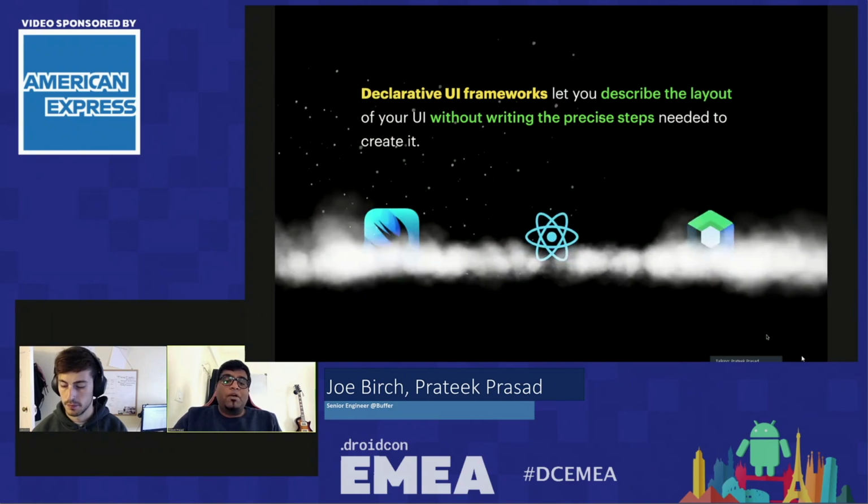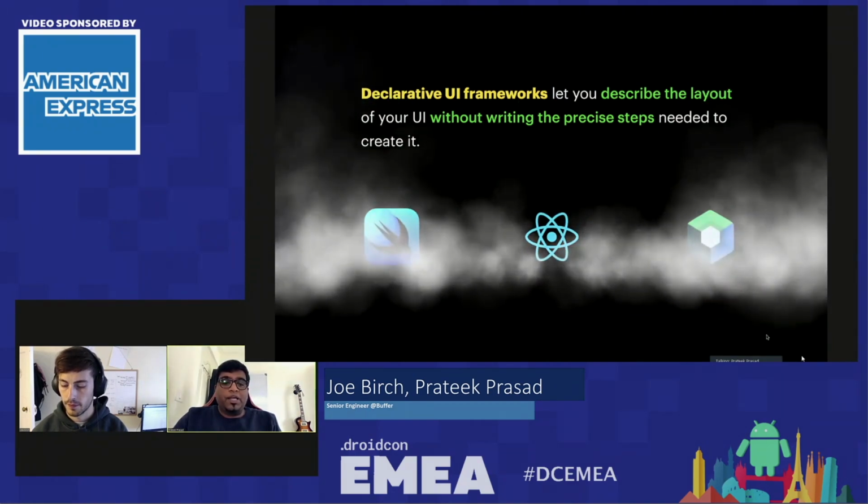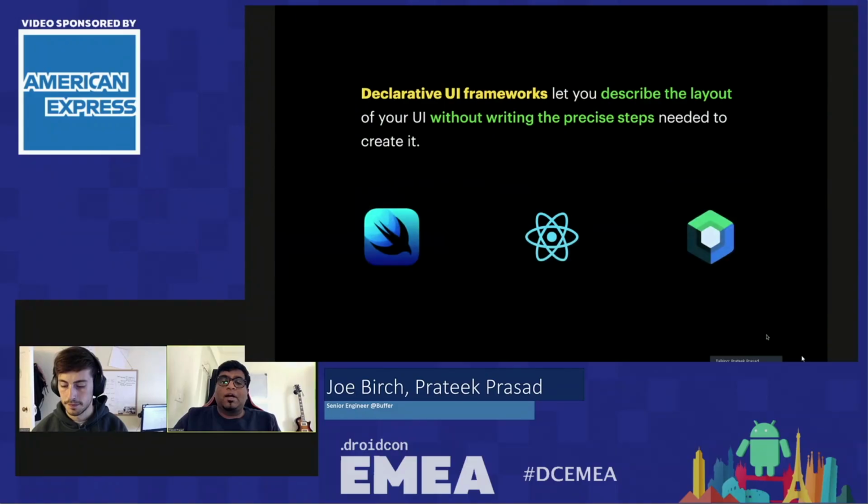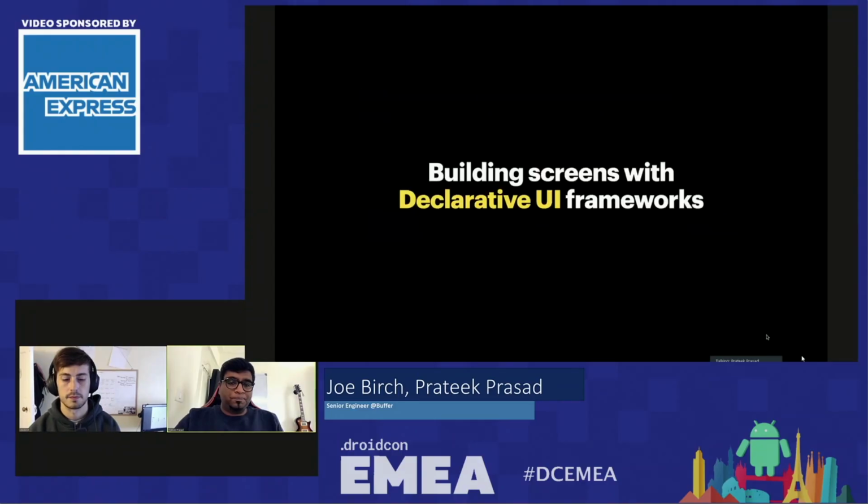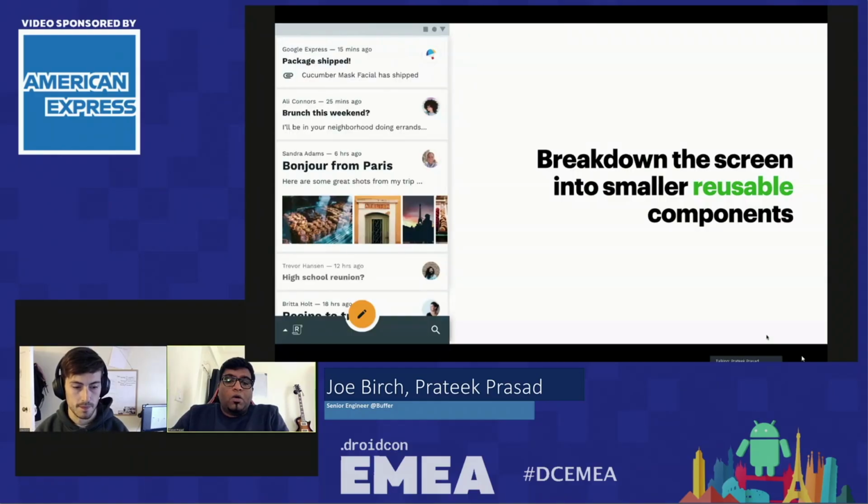The three popular native declarative UI frameworks in use today are SwiftUI, React, and Jetpack Compose, which is in alpha right now, but it should hit stability sometime next year. So let's take a look at what it's like to build UI using declarative UI frameworks. A core idea that these frameworks are built upon is breaking the screen down into smaller reusable components. And this concept was pioneered by React.